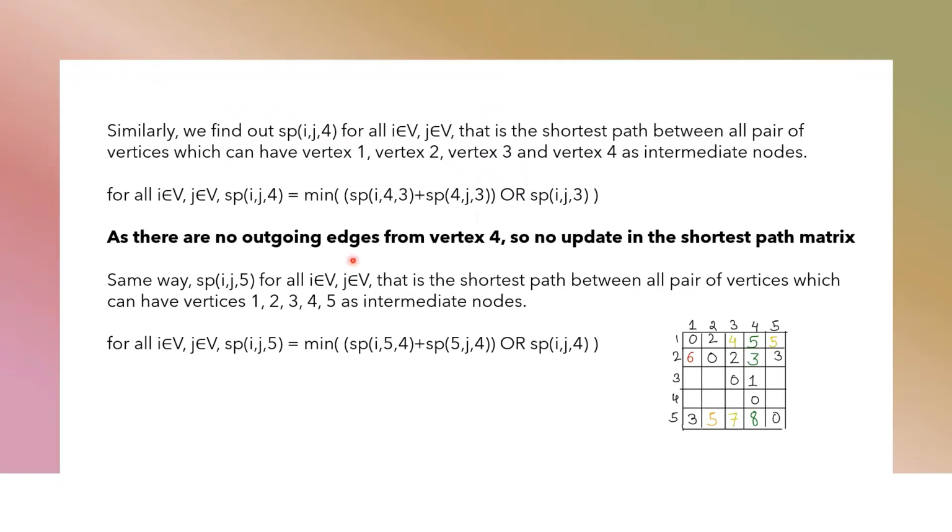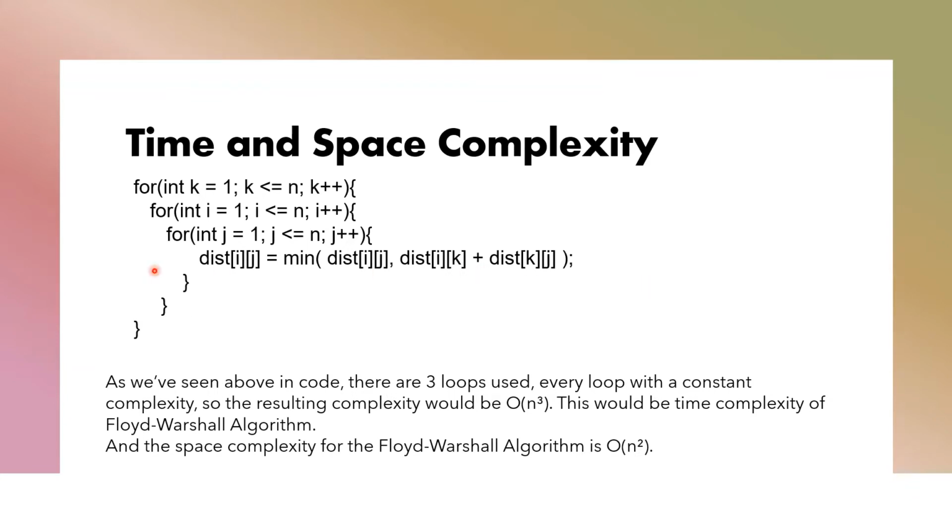Here there are no outgoing edges from vertex 4, so there is no update in the shortest path matrix, which is quite obvious. Then we construct sp ij of 5, the shortest path which would have all of them as intermediate nodes. Similarly, putting in the same formula, using the intermediate nodes, and constructing the following matrix. So that would be it for that explanation.